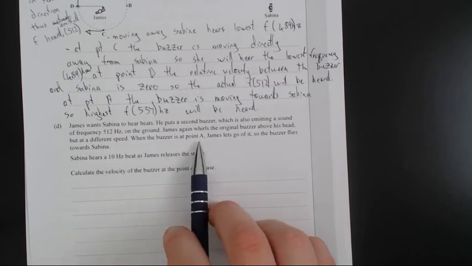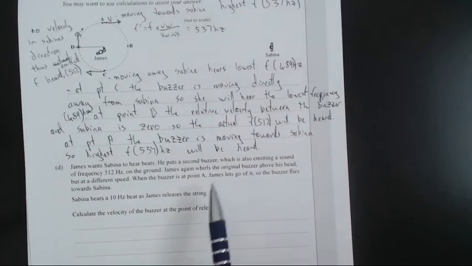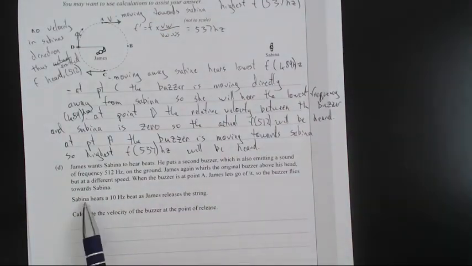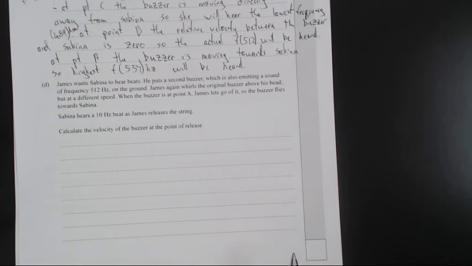When the buzzer is at point A, so here, he lets go of it. The buzzer flies off towards Sabina. Sabina hears a 10 hertz beat as James releases the string. Calculate the velocity of the buzzer at the point of release.